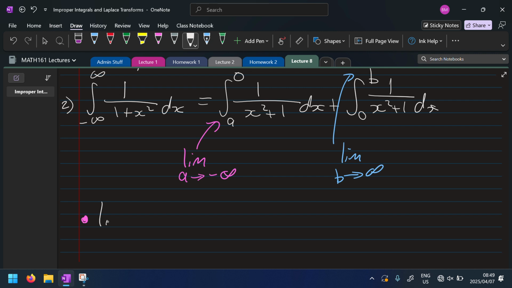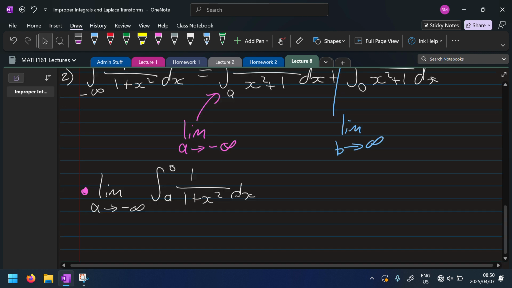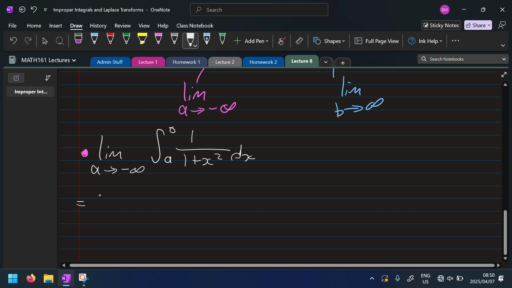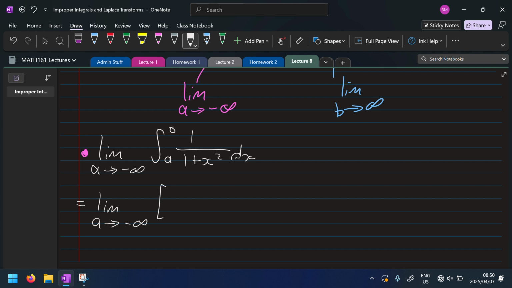So we're going to have the limit as a goes to minus infinity of the integral from a to 0, 1 over 1 plus x squared dx. And again, we're going to forget the limit. We're going to treat it just like a normal definite integral, solve the definite integral, and then do the limit. Okay, limit comes at the end. Okay, so this is going to be the limit as a goes to minus infinity.